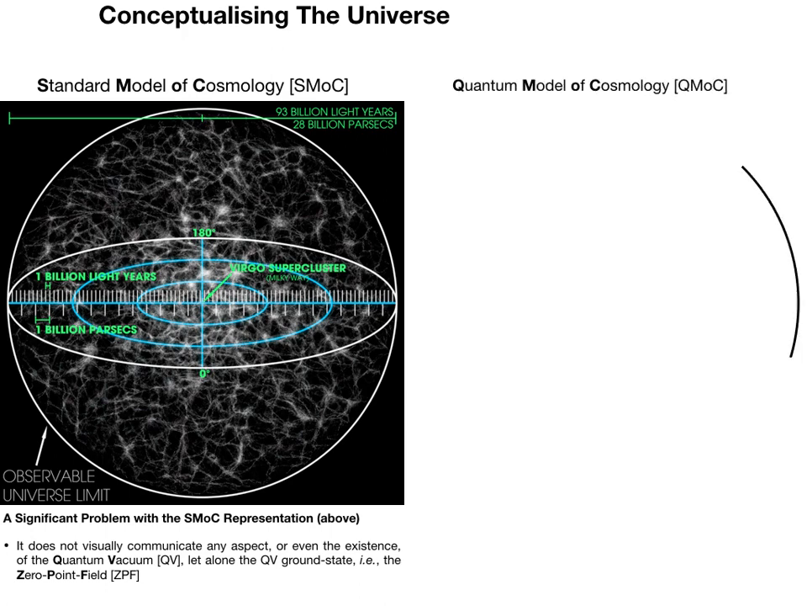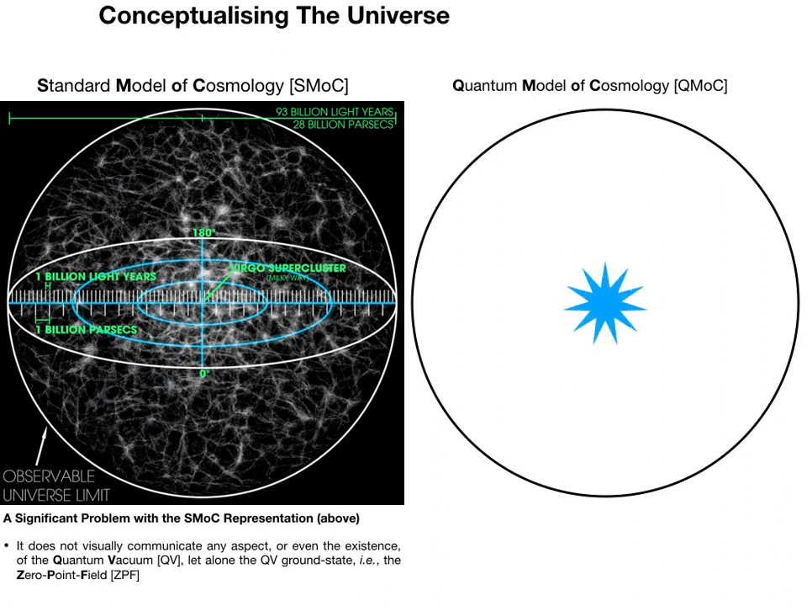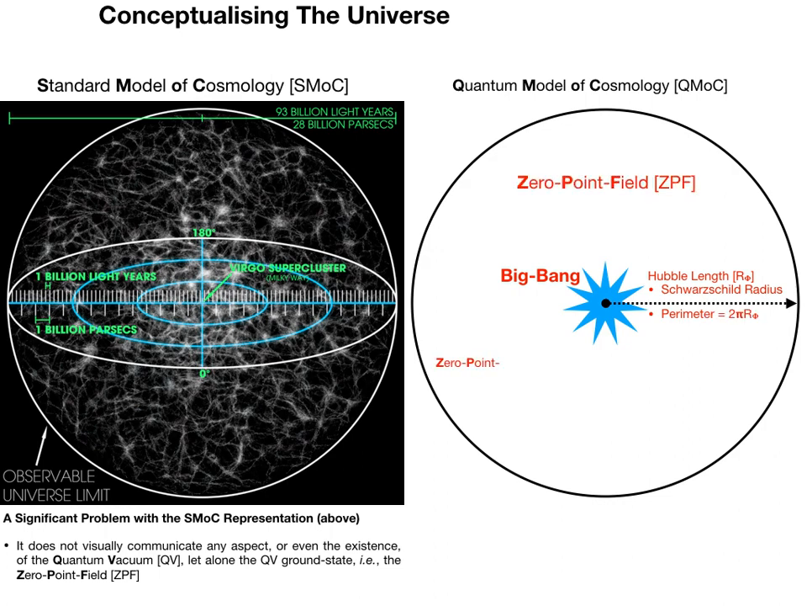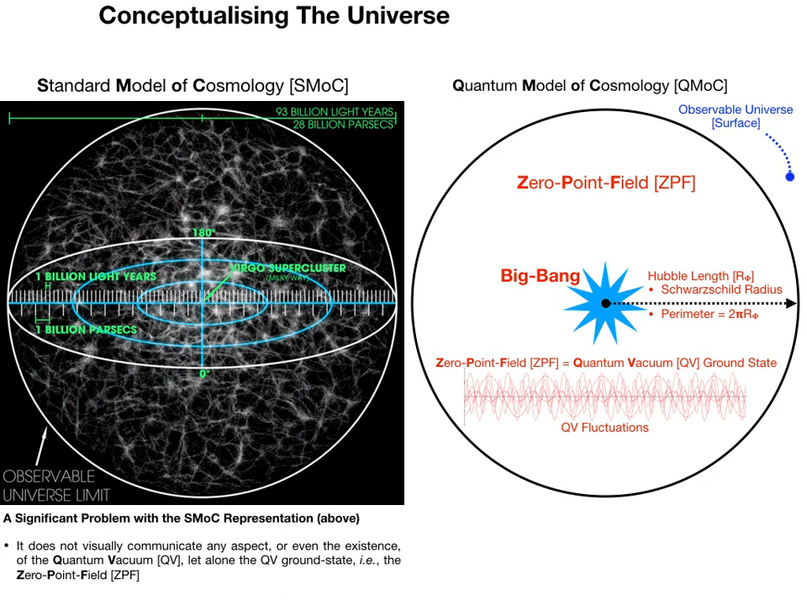Illustrated on the right-hand side of the screen is the quantum model of cosmology. The quantum model of cosmology is an equivalent representation of the standard model of cosmology, but also includes the quantum vacuum. The quantum model of cosmology is a sphere of Hubble radius, enveloping the quantum vacuum. Specifically, the quantum vacuum in its ground state, termed the zero-point field. The radius of the sphere changes with Hubble time, and the observable universe rests upon the surface of the sphere.